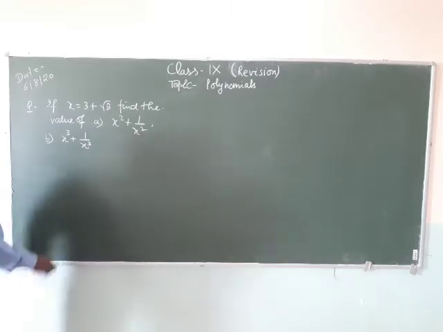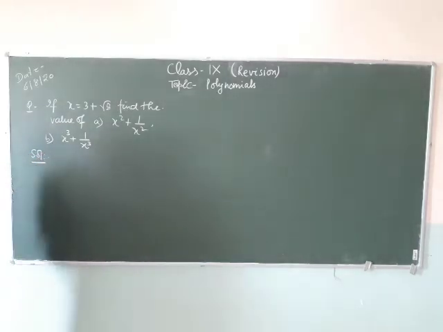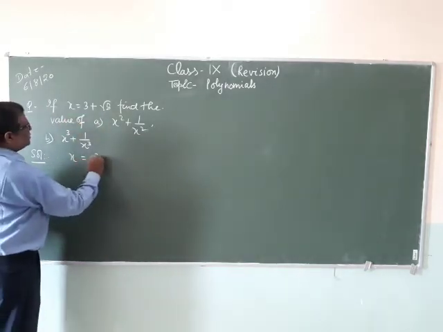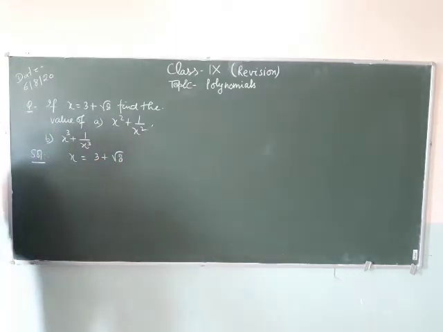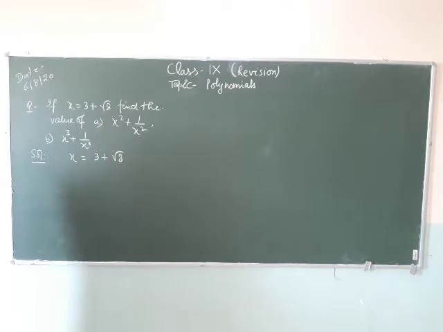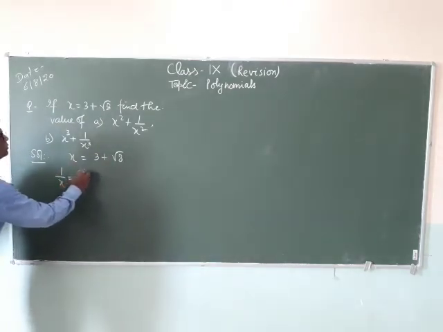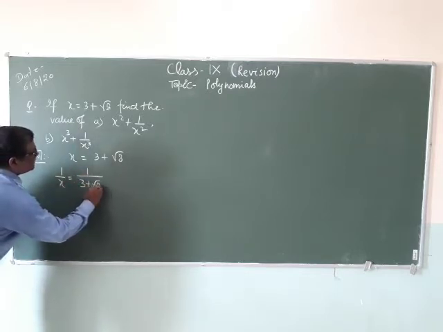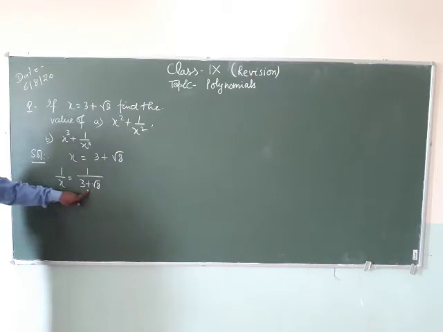First of all, the solution. Let x is equal to 3 plus root 8. Now we have to find 1 by x, that is 1 upon x is equal to 1 upon 3 plus root 8. First of all, we have to rationalize the denominator.